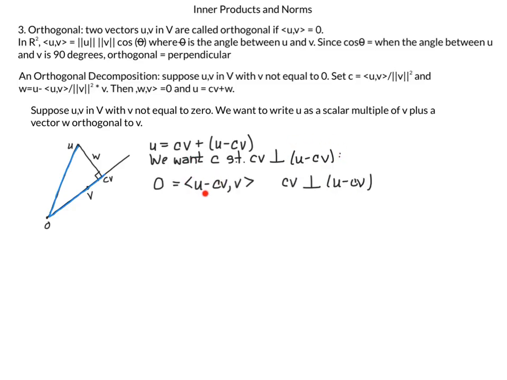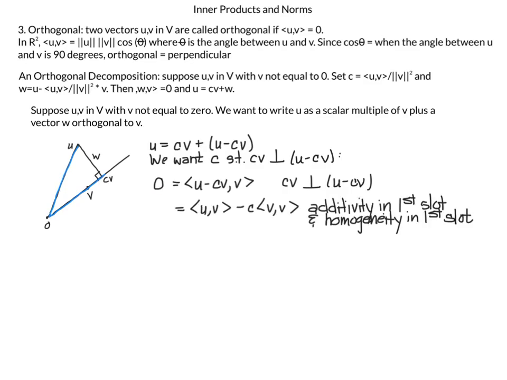So in other words, we want this u minus cv to be perpendicular to v. So the inner product will equal 0. By additivity in the first slot and homogeneity in the first slot, my properties of inner products, I can rewrite this inner product as the inner product of u with v minus c times the inner product of v with v. Here, our inner product of v with v is simply the norm of v squared.